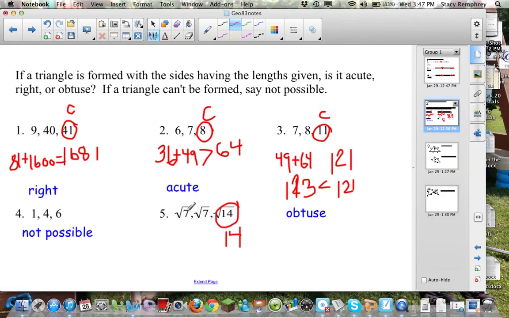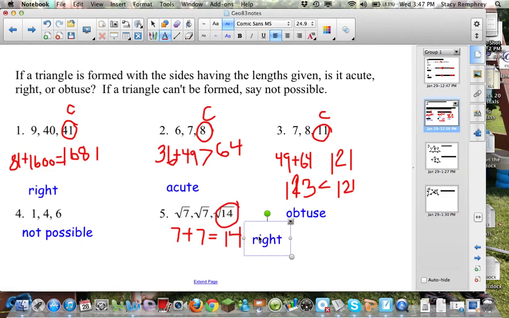When I square the square root of 14, I get 14. Okay? When I square the square root of 7, I get 7. And then that should give me a right triangle.